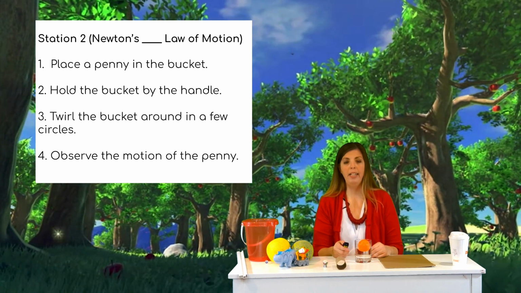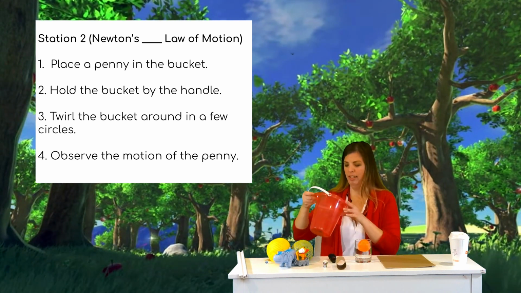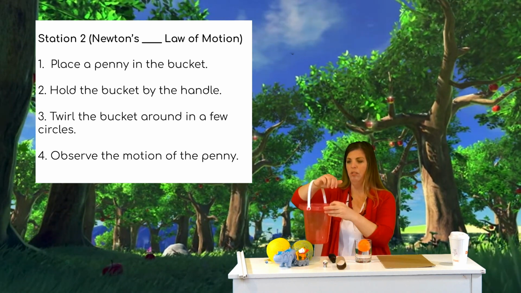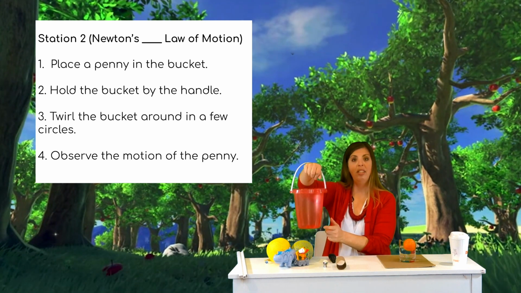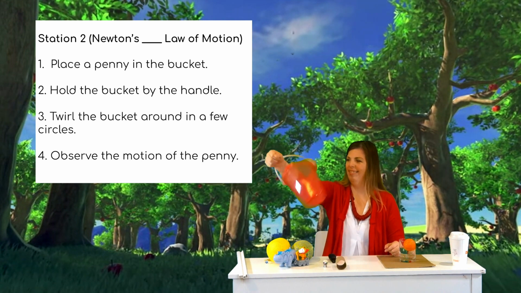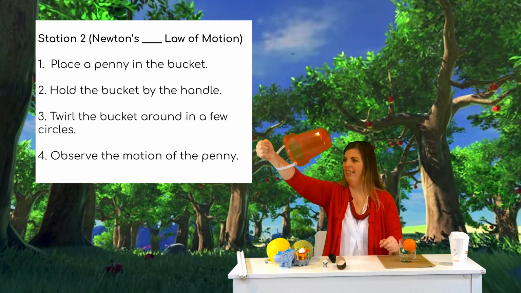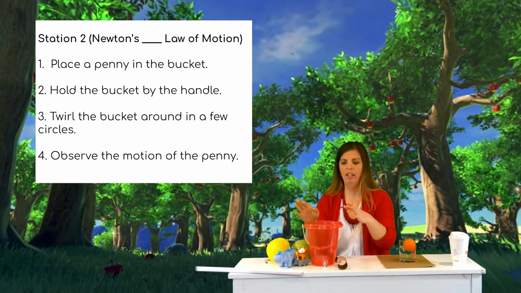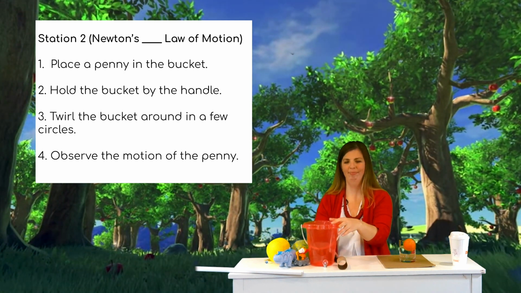Station 2, place a penny in a bucket, hold the bucket by the handle, and swirl it around in circles a few times. Here's a bucket. Here's a penny. I'm going to just swirl it around on my wrist, and you're identifying what is happening to the penny. Okay, here we go. All right, so then which of the 3 laws does this station apply to in terms of what the penny was doing?